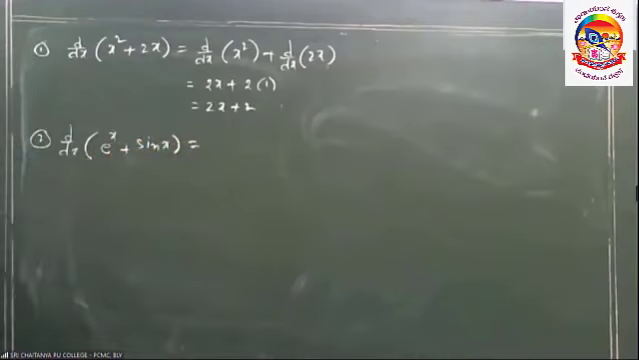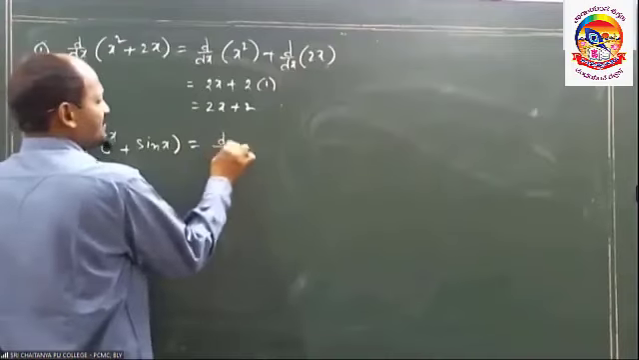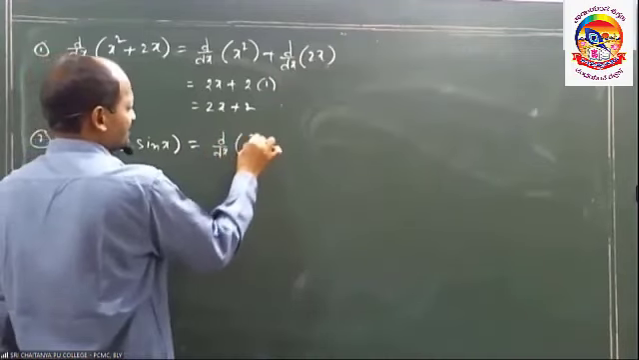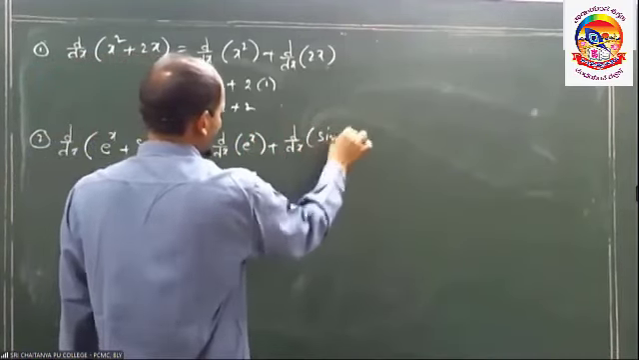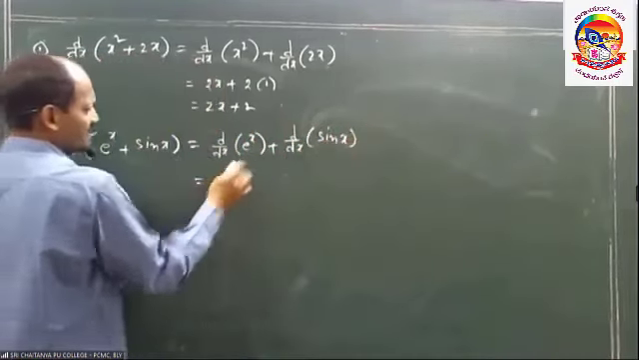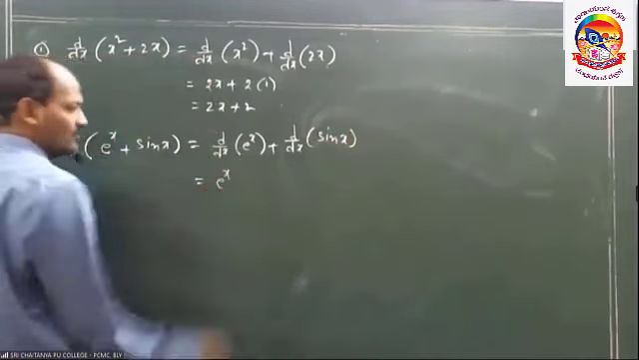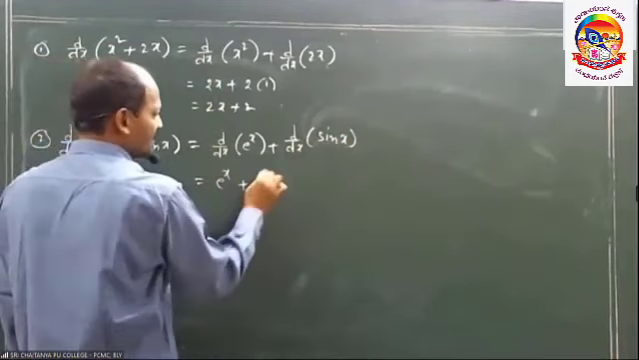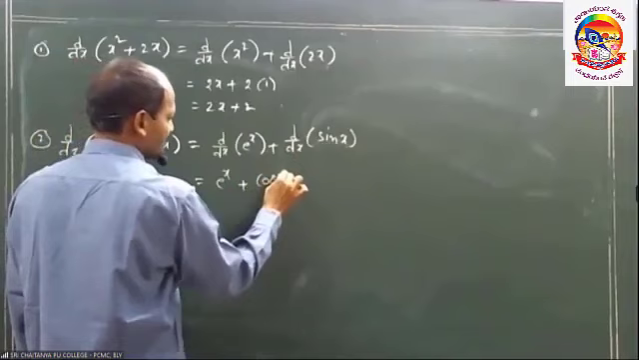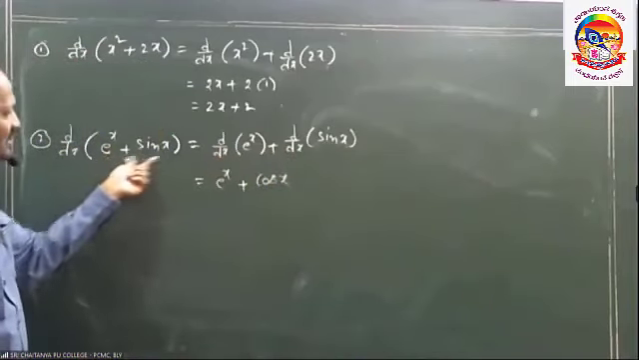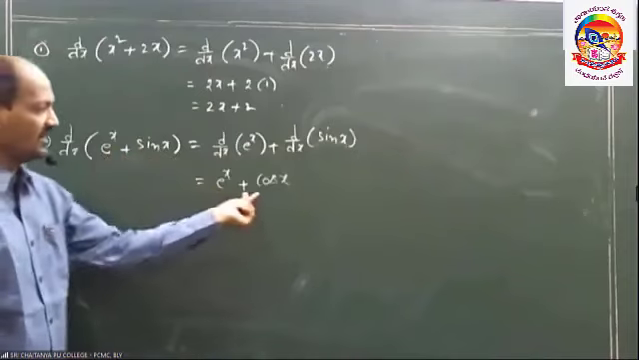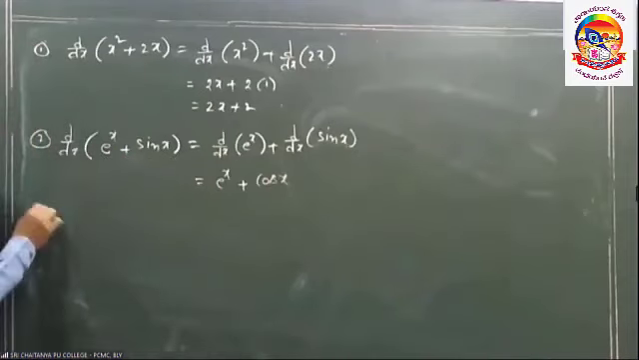Find the derivative of e power x plus sin x. It is the derivative of e power x plus the derivative of sin x. What about derivative of e power x? E power x, plus derivative of sin x, it is cos x. So derivative of e power x plus sin x is equal to e power x plus cos x.